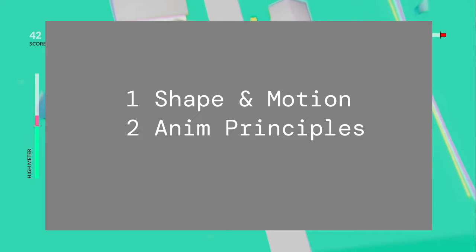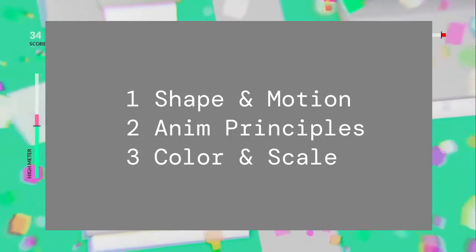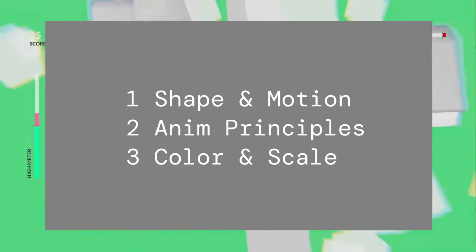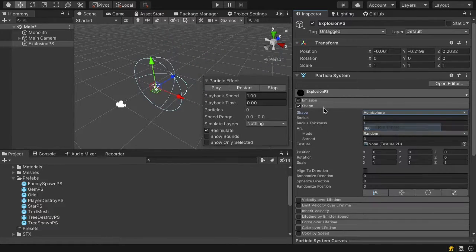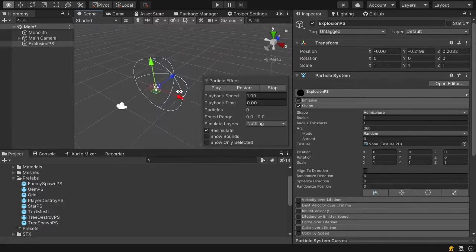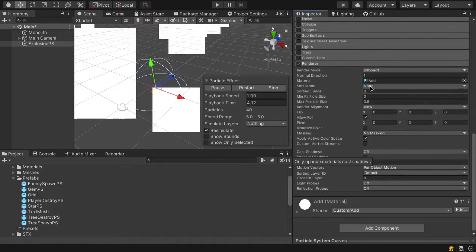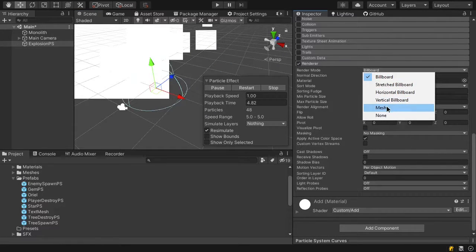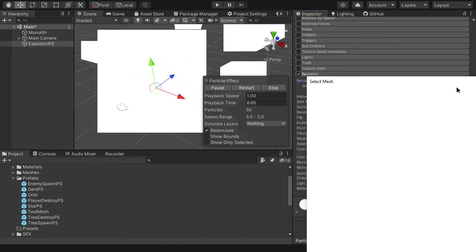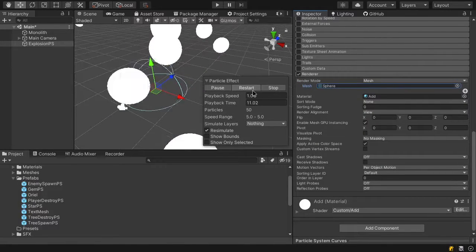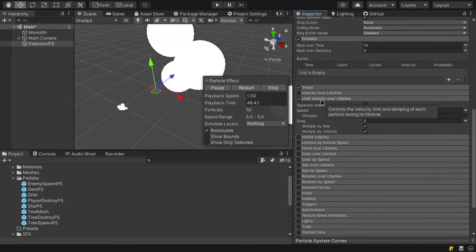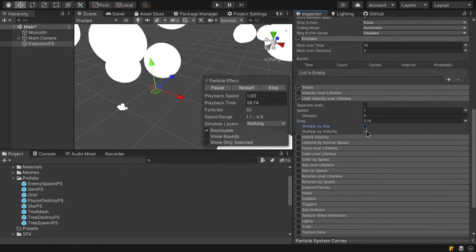This can be done by breaking the problem into 3 discrete steps. 1. Shape and motion. Shape consists of where these particles are spawning from and how they are shaped. Motion seems straightforward, but some of the controls are confusing.